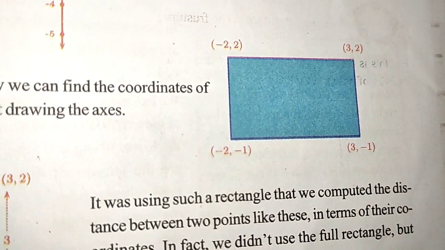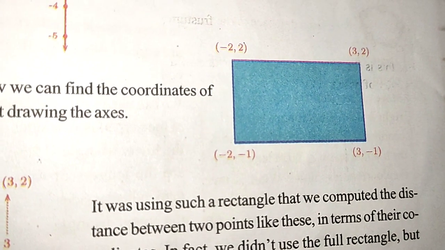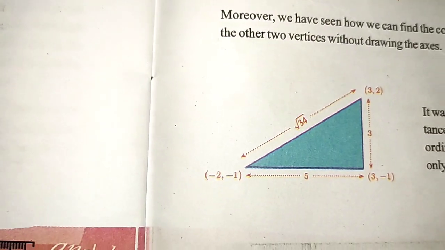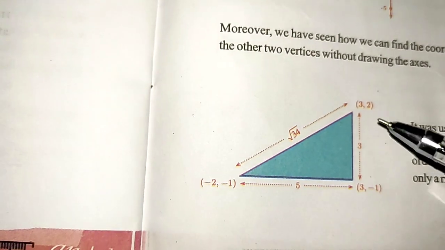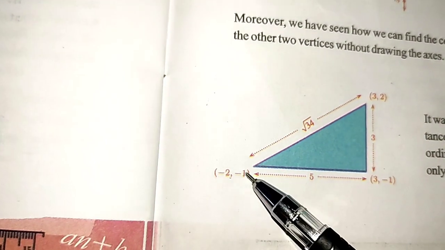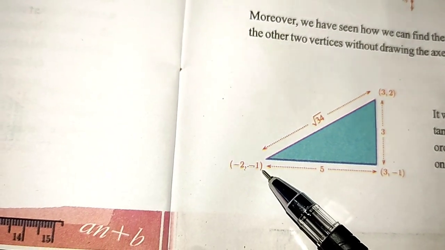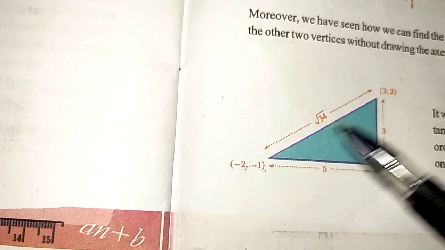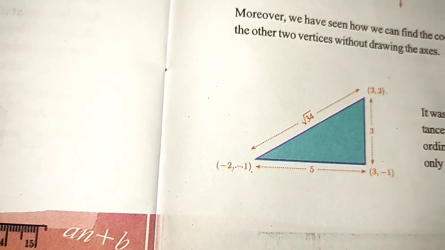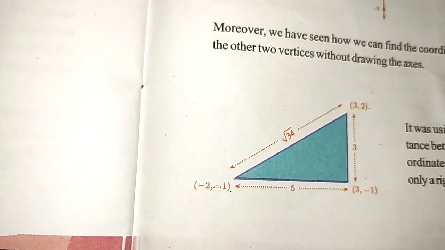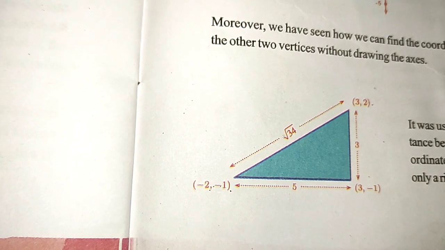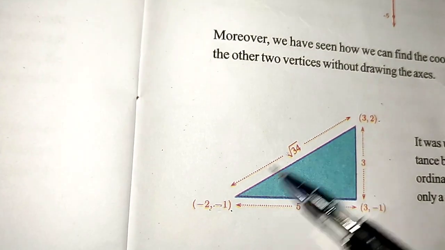So we know how to find the distance between 2 points in a plane. And what about the distance formula? Do you remember the distance formula? What is the distance between 2 points? Here the x-coordinates and y-coordinates are different: (-2, -1) and (3, 2). In such cases, we make use of the distance formula to find the distance. What is the distance?